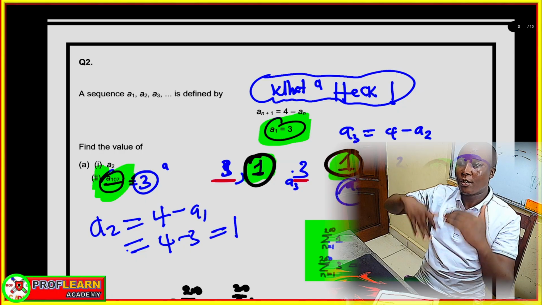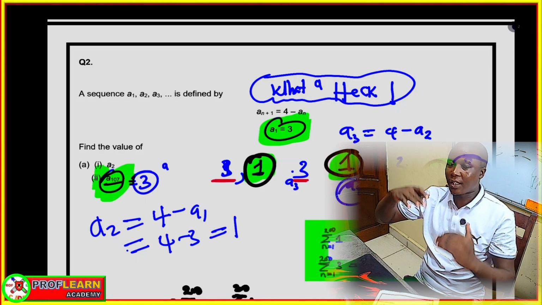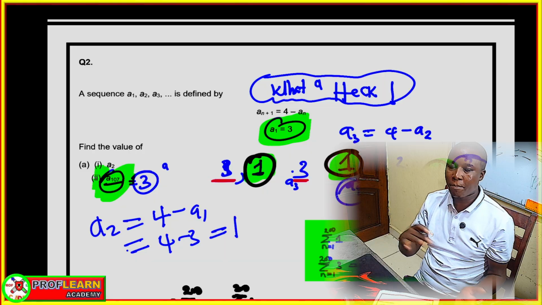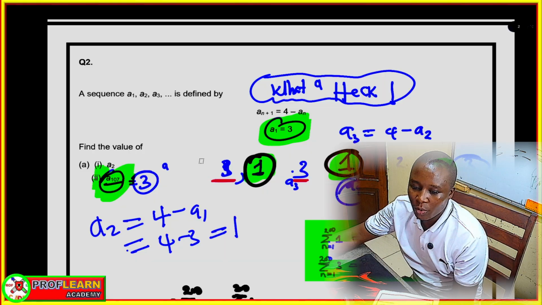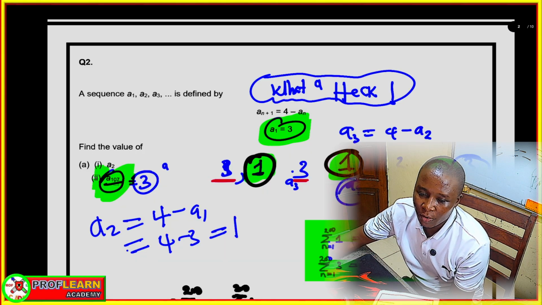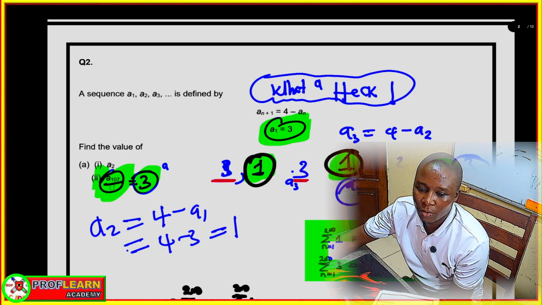Now this is an oscillating kind of sequence, repeating itself periodically. So you realize now that a107 is going to be what? 3, because 107 is an odd number.